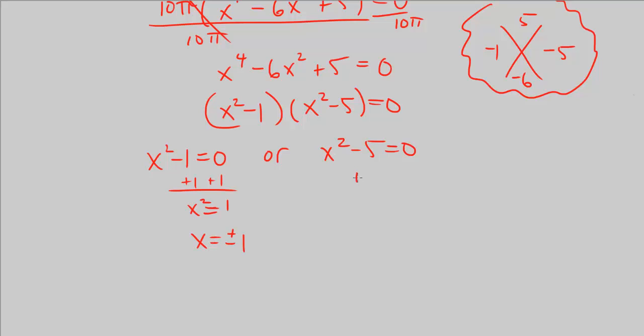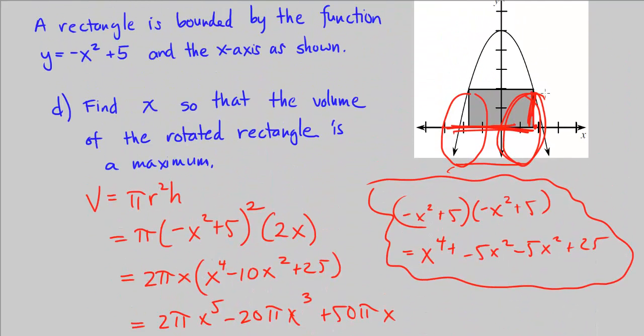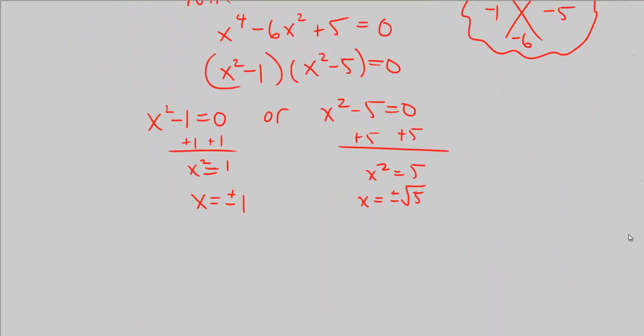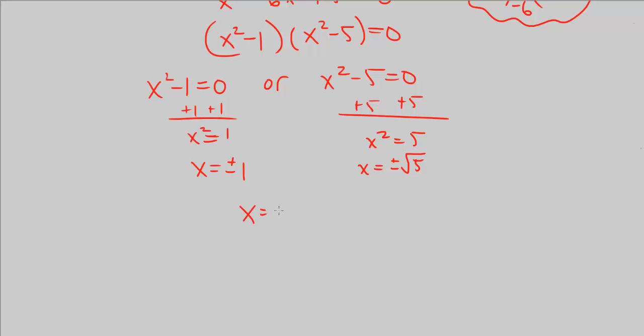Here, we add 5 to both sides. x squared is equal to 5. So x is equal to, after we square root both sides, plus or minus square root of 5. x is a dimension. It's actually a side, the length of part of our rectangle, so it cannot be negative. So that means x is equal to positive 1, or x is equal to the positive square root of 5. x can't be negative for our rectangle, so x is 1 or square root of 5.